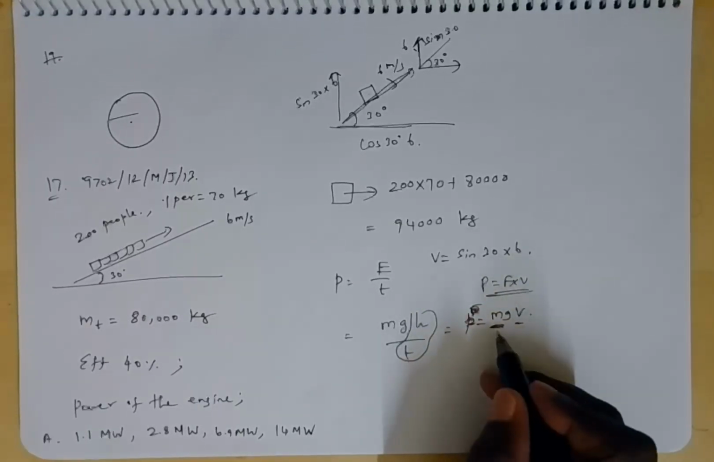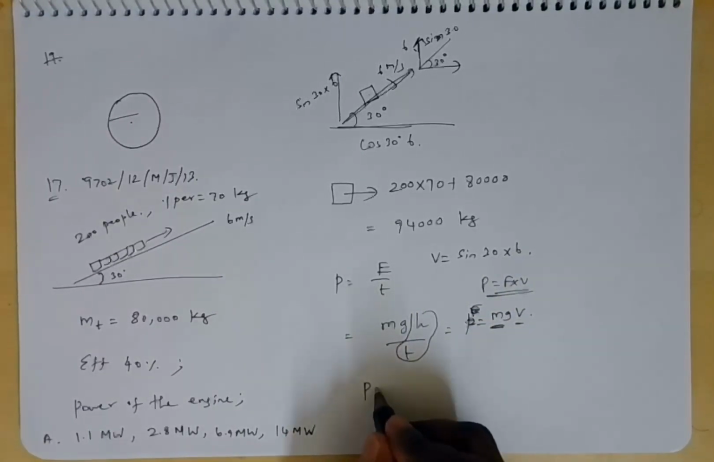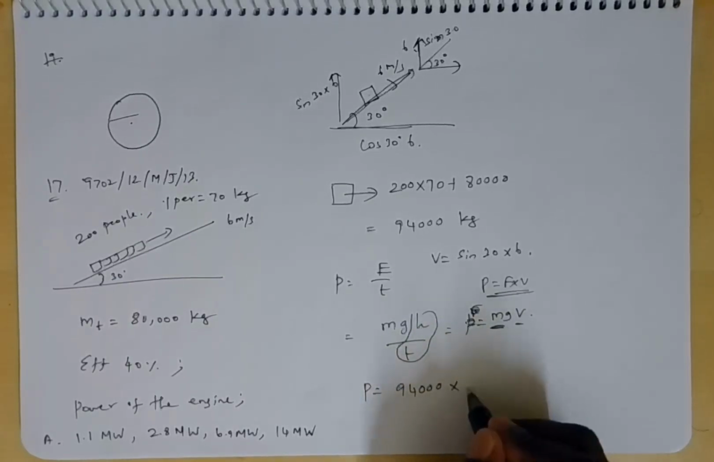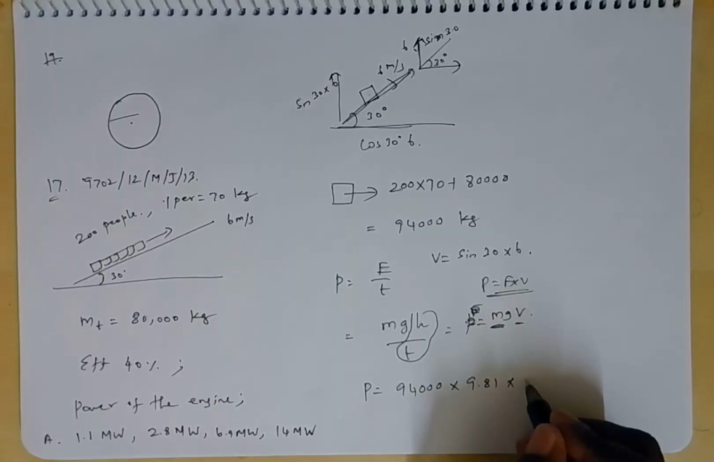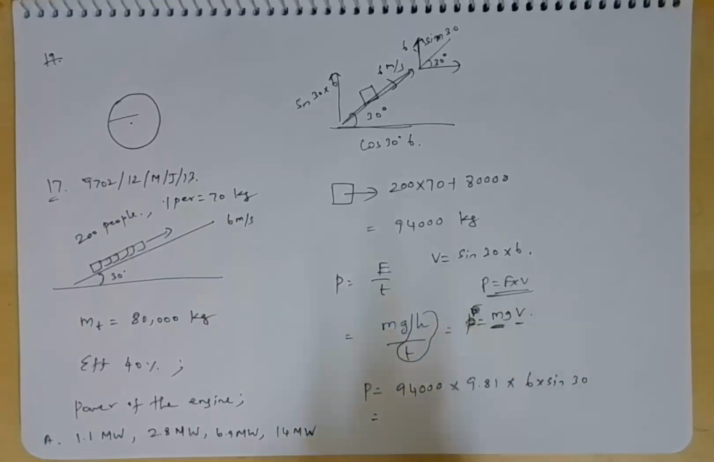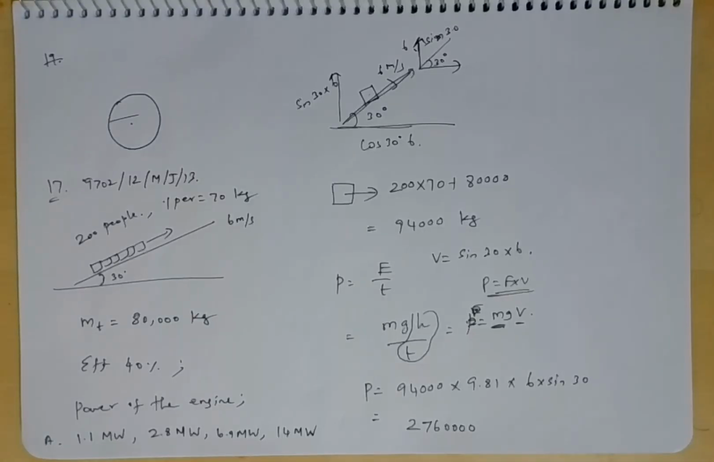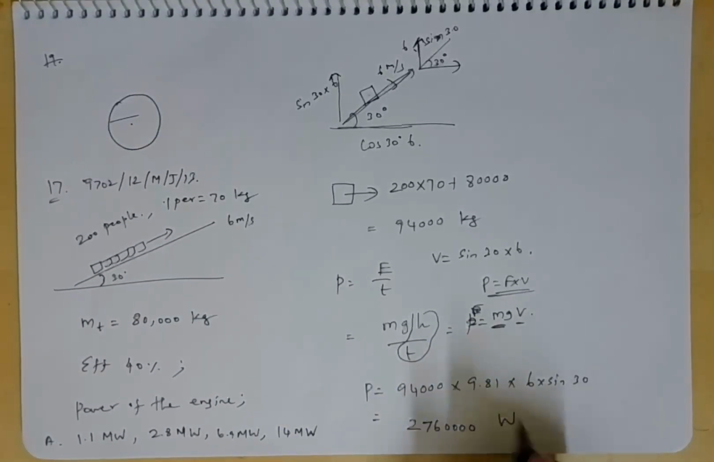Power is energy by time. So mass is 94,000 into g is 9.81 into velocity is 6 into sine 30. If we do this, what are we getting? 94,000 times 9.81 and so on. So we get 2761234 watt.